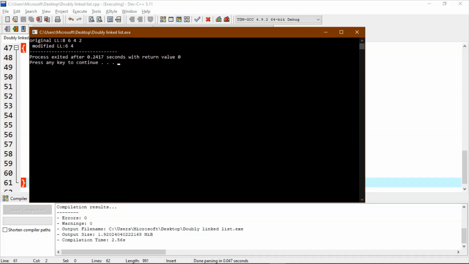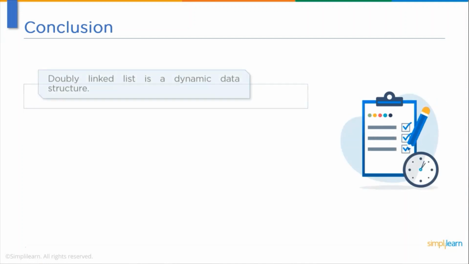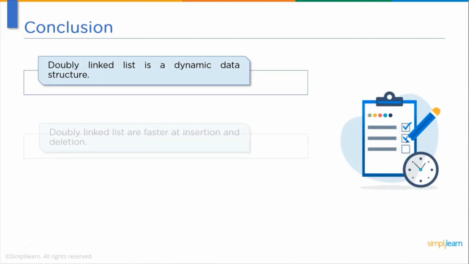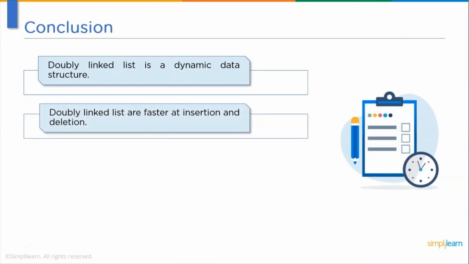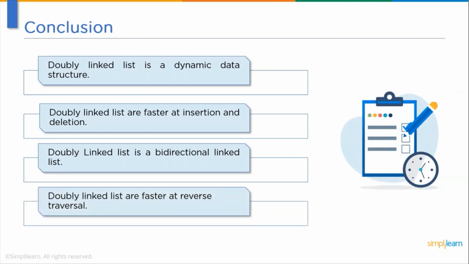Let's get back to our slides. At last, let's sum up what we have learned in this session. First up, we have recognized doubly linked list as dynamic data structures. Next, the doubly linked list offers faster insertion and deletion operation. Next up, doubly linked lists are bidirectional linked lists. That is, we can traverse them in both directions. Finally, a doubly linked list is faster at reverse traversal.